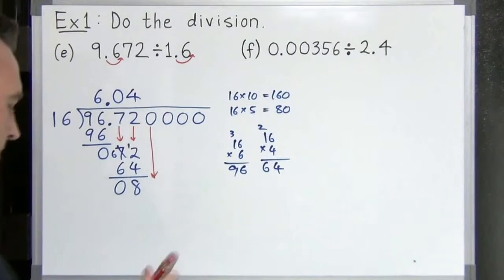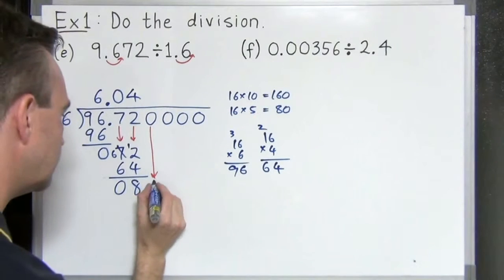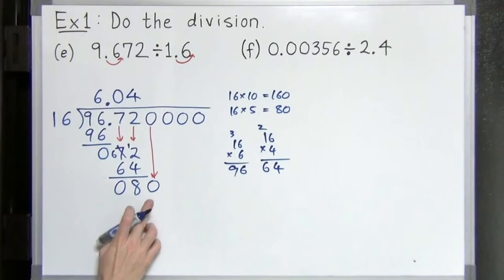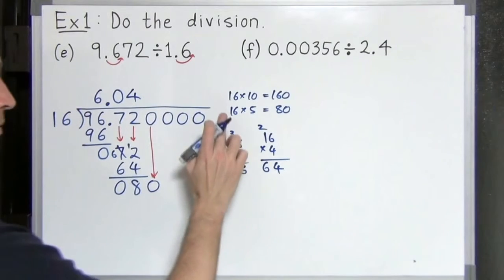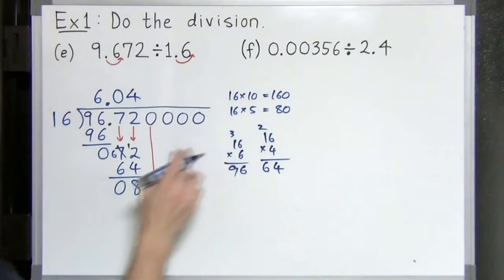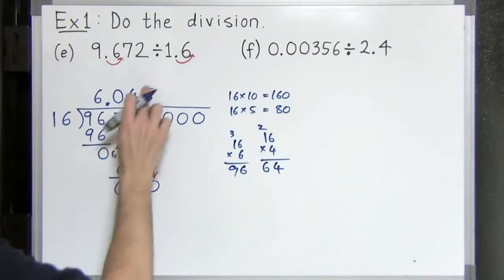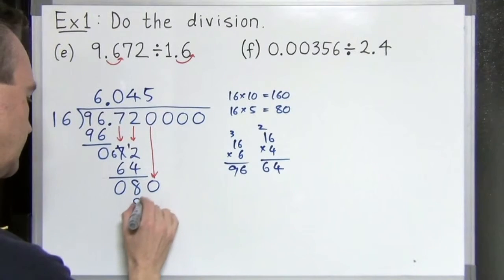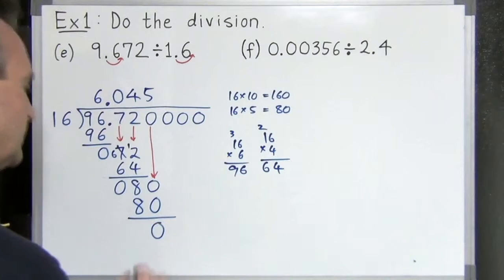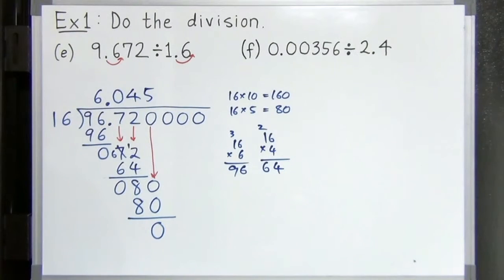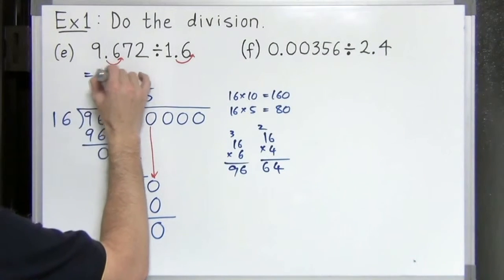So bringing down another 0. What about 16 into 80? Yeah, oh, hey, that works exactly. 16 times 5 is exactly 80. 5 times 16 is 80. Gives us a remainder of 0, and we're home. Answer, 6.045.